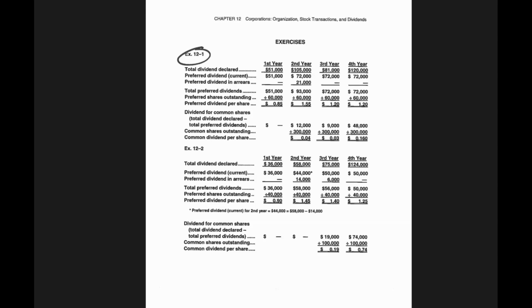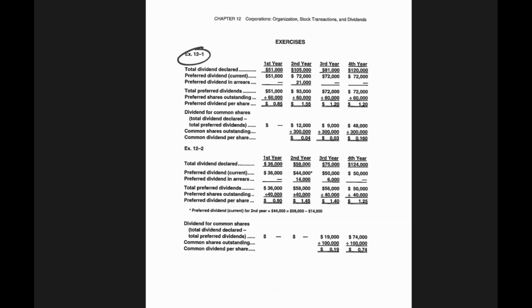Right, let's begin with our exercises from chapter 12. The first one, number 1. It talks about characteristics of stock, classes, and entry. So 1-2, a developer of radiology equipment has stock outstanding as follows: 60,000 shares of cumulative preferred 2% stock, $60 par, and 300,000 shares, $20 par common.